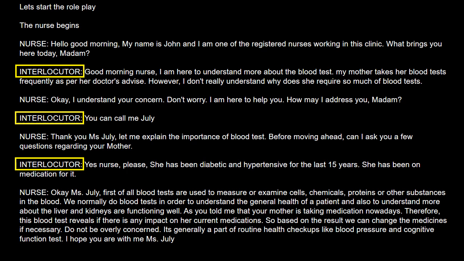Okay, Miss Julie. First of all, blood tests are used to measure or examine cells, chemicals, proteins, or other substances in the blood. We normally do blood tests in order to understand the general health of a patient and also to understand more about the liver and kidneys and to check if they are functioning well. As you told me that your mother is taking medication nowadays, this blood test reveals if there is any impact on her current medications. So based on the result, we can change the medicines if necessary. Do not be overly concerned. It's generally a part of routine health checkups like blood pressure and cognitive function test. I hope you are with me, Miss Julie.